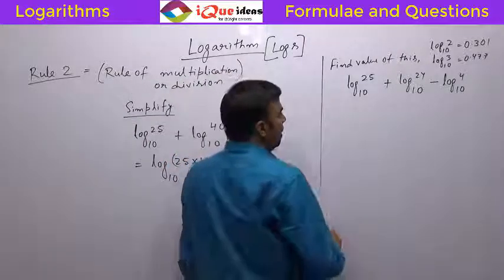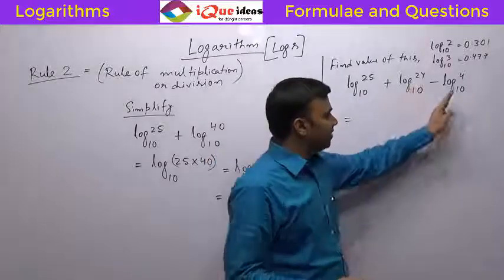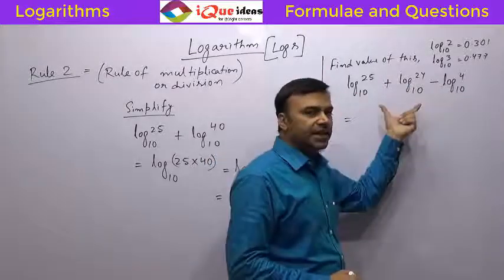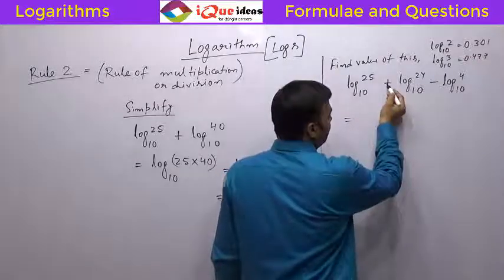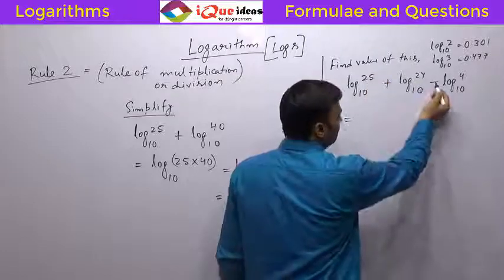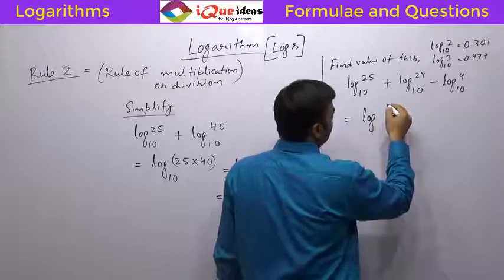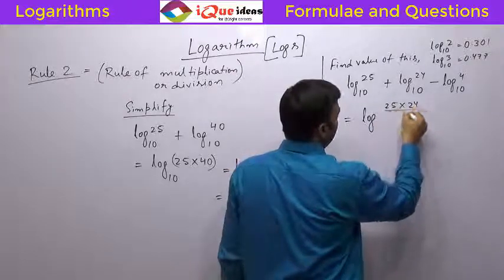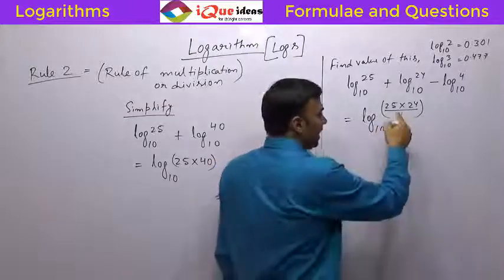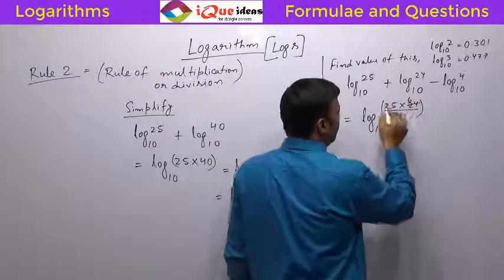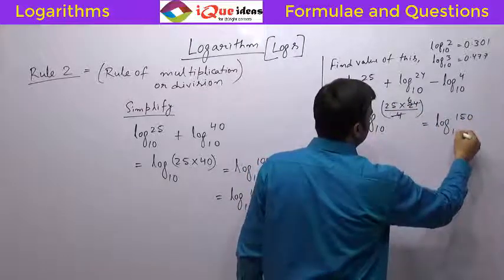Now what do we do? What we can do here is, one is that we can separate all of them, or we can calculate each one of them separately and then add or subtract. Or what we can do is we can combine all of them like this. See, there is a plus sign here, so these two numbers will get multiplied. There is a minus sign here, so this number will be divided. So we will have log of 25 into 24 divided by 4 to the base 10. Now 4 cancels 24 6 times. So we have 25 into 6, so that becomes log of 150 to the base 10.